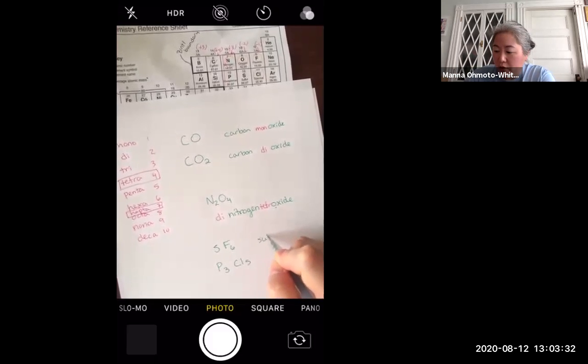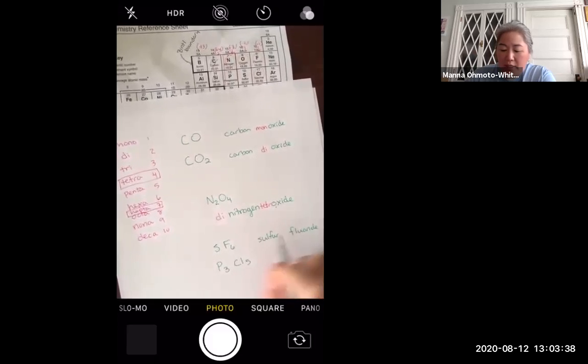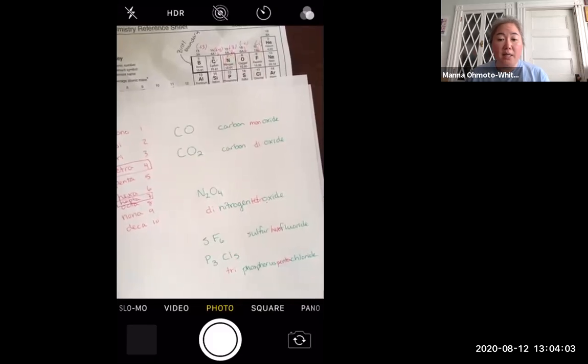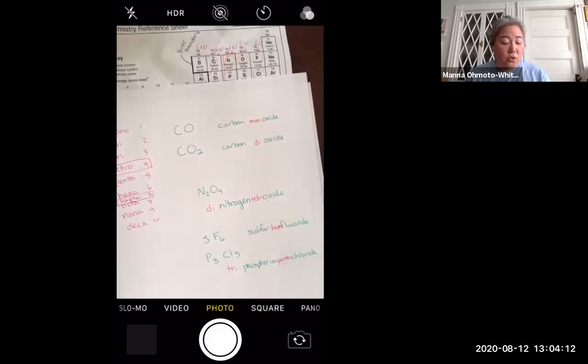So this would be sulfur, leave a space, fluoride. I have one sulfur, but it's the first one, so I'm not going to put mono. And then I have hexafluoride here, sulfur hexafluoride. This would be phosphorus and chloride, so triphosphorus pentachloride. You don't have to use different colored pens, but if you like to, like I do, because it's fun, go ahead. That's just to show you which ones are the base name and which ones use the prefixes.